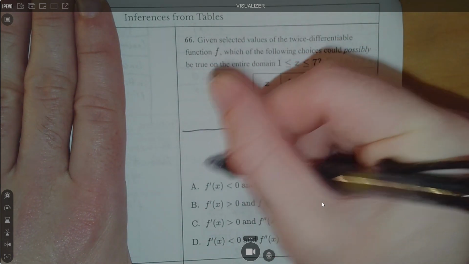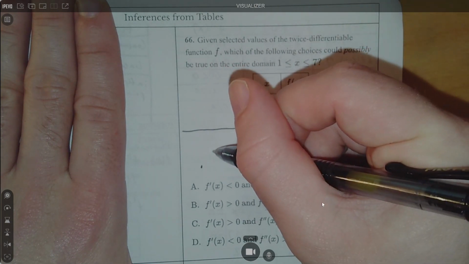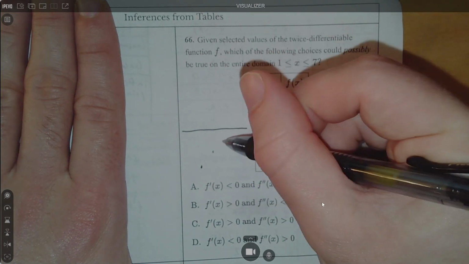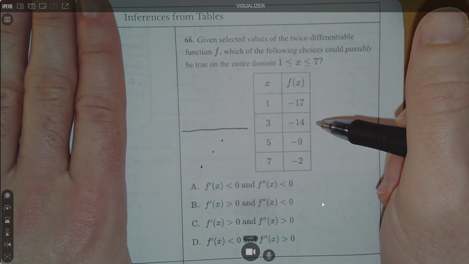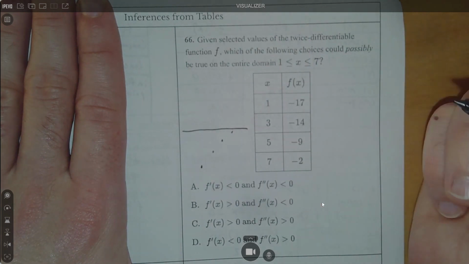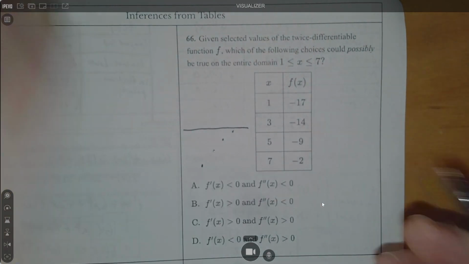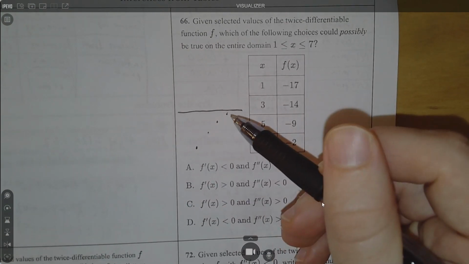So if we think about this, at 1 we're at negative 17. At 3 we're at negative 14. At 5 we're at negative 9. And at 7 we are at negative 2. So something like this, and so you just see what's going on. You can see very clearly from this that the function is increasing the entire time.